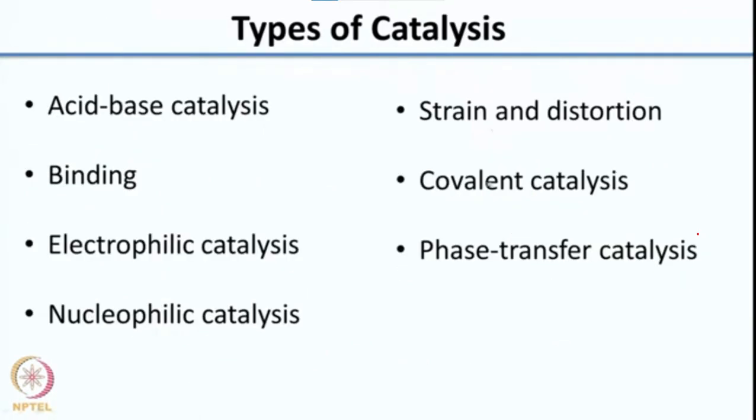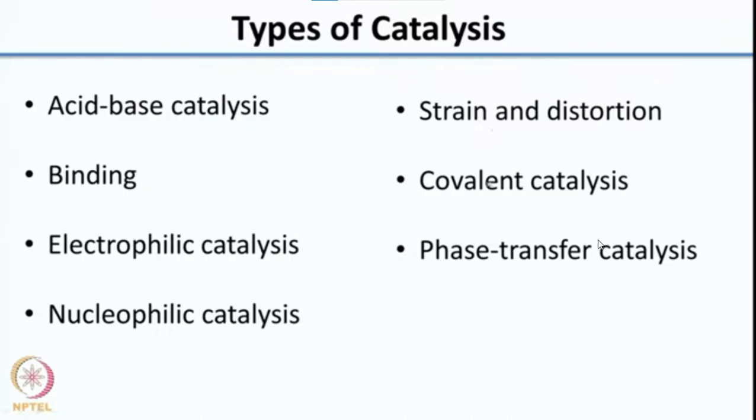Now we are going to discuss the types of catalysis. There are different types: acid base catalysis and binding catalysis. In binding catalysis, the catalyst is bound with an intermediate. Then acid base catalysis, where you know about acid catalyzed reactions and base catalyzed reactions. We are going to discuss this one, which is a very common example. Then electrophilic catalysis, nucleophilic catalysis, strain and distortion, covalent catalysis, and phase transfer catalysis.